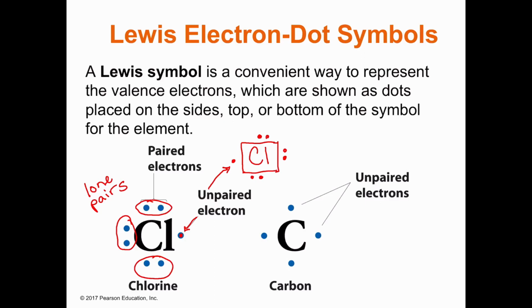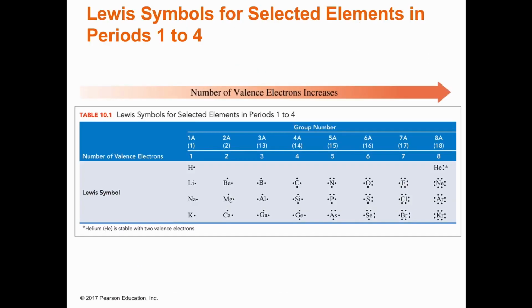If we look at carbon, carbon has 4 valence electrons, so it ends up with 1 electron on each side, and it has no paired electrons, no lone pairs. So since carbon has 4 unpaired electrons, it can go and make 4 bonds. This is actually one of the reasons why carbon makes so many bonds and forms so many compounds.